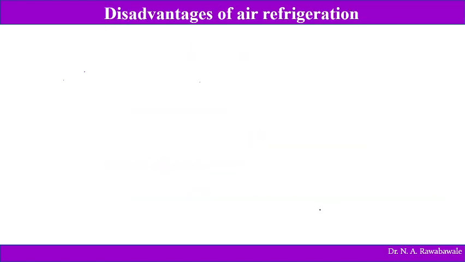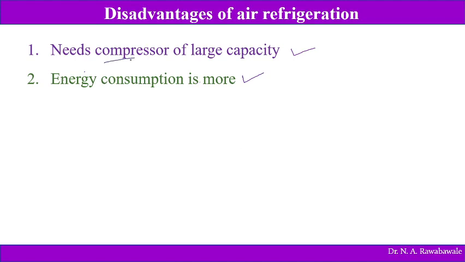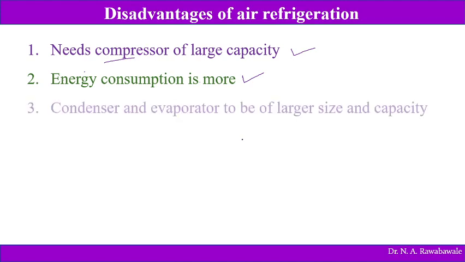So what are the disadvantages of air refrigeration? Needs a larger compressor of larger capacity. Then energy consumption is more, because when we are using a compressor of larger capacity, this requires a lot of energy to compress this air. So energy consumption of a larger compressor is more. Then condenser and evaporator to be of larger size and capacity.